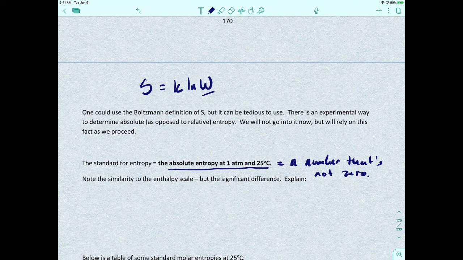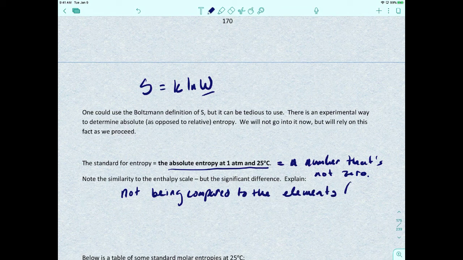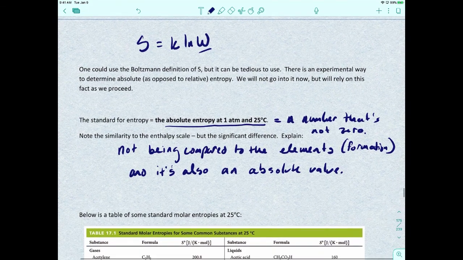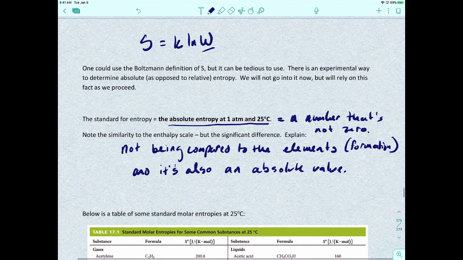So the difference with entropy is that it's not being compared to the elements. So we're not talking about formation. And it's also an absolute value. So you have two differences. This is not being compared to the elements, so we're not talking about formation. We're also talking about an absolute value, not a relative one.